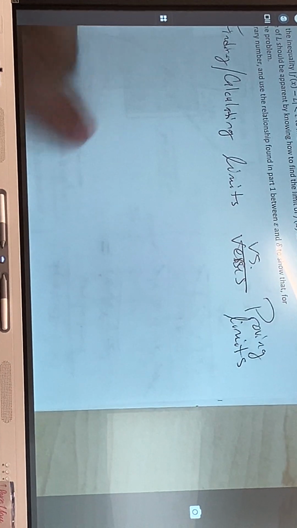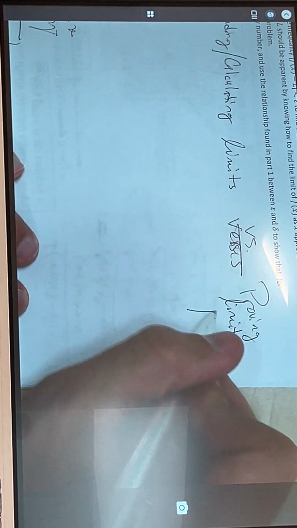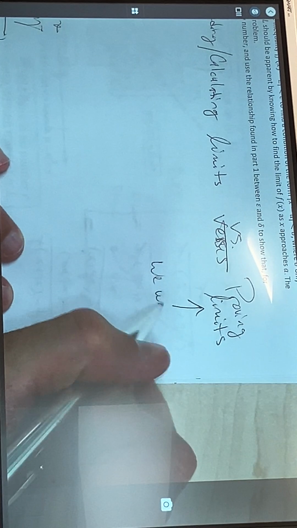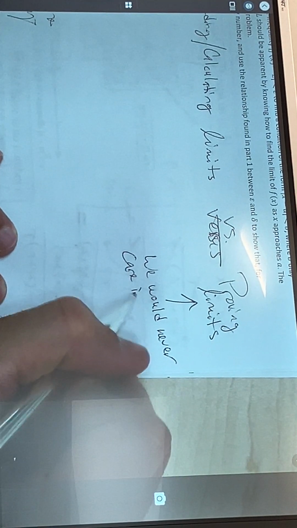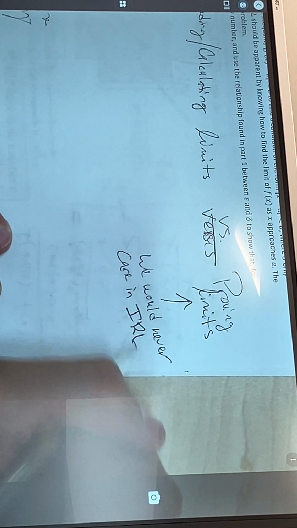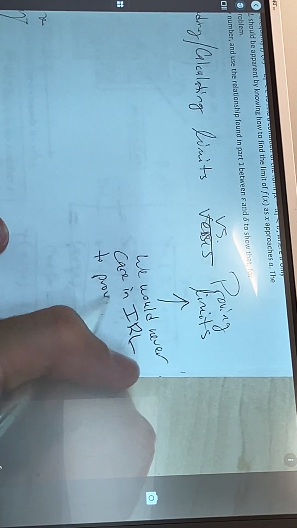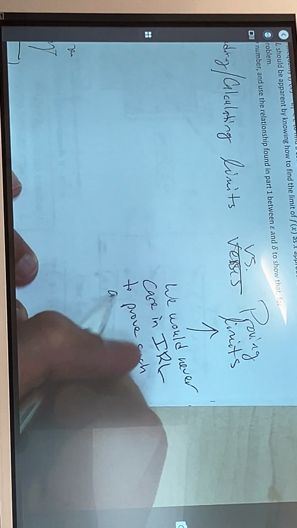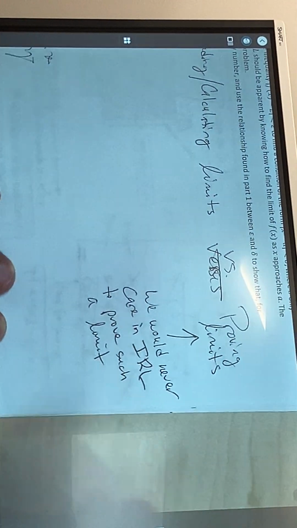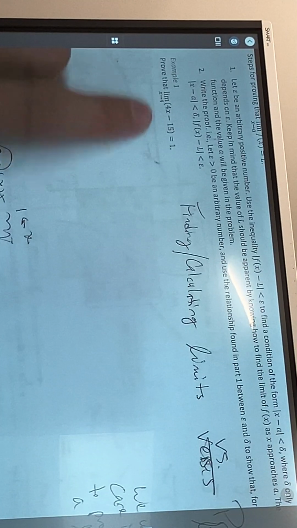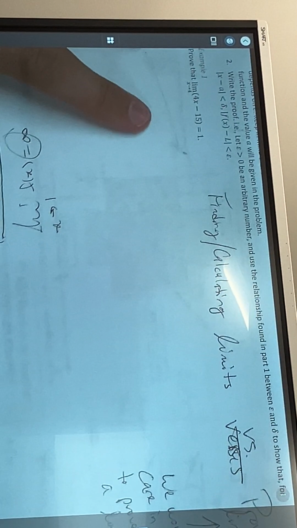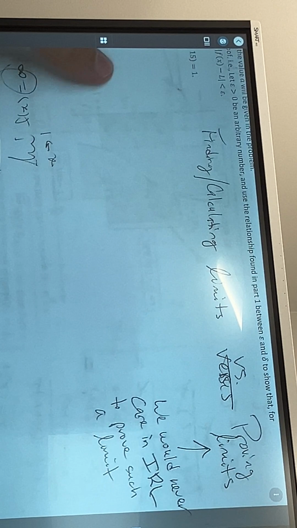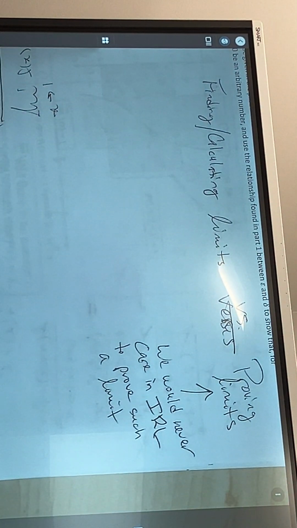It's a problem with proving that that's what the actual limit is. Now, proving this limit, we would never care in real life to prove such a limit as this, the one that's in the problem at hand. Proving that this limit is 1, it is trivial in nature, and it's not that important of an idea.